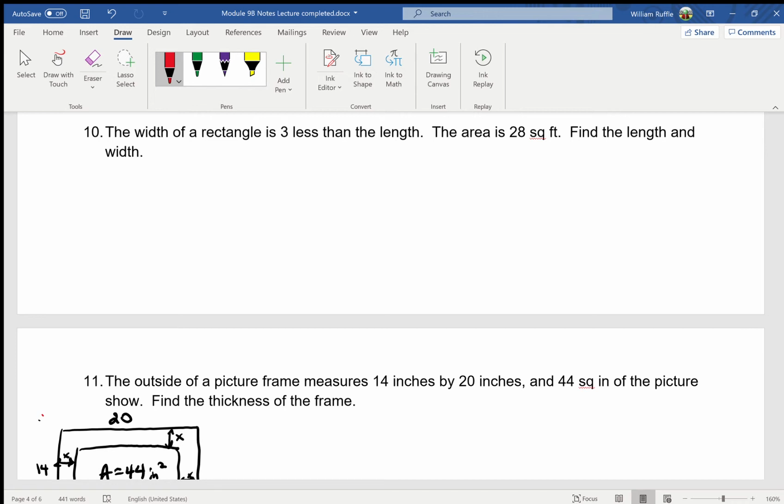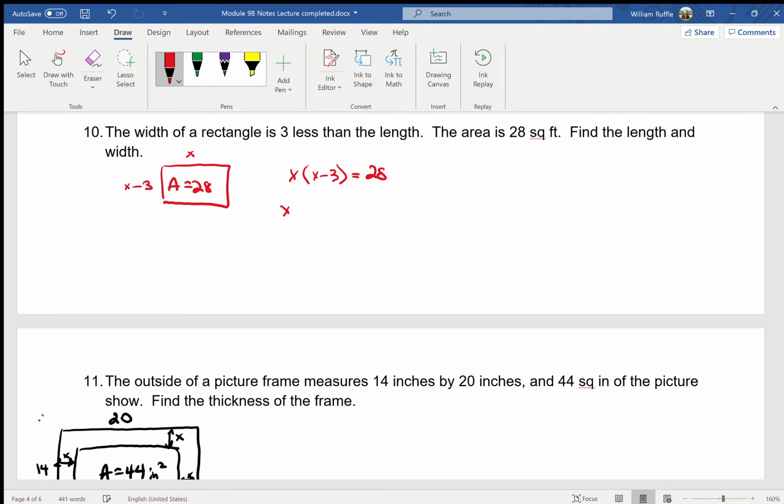So now the next one here is, I have a rectangle. So I'm just going to draw a little rectangle here. And it says the width is 3 less than the length. So I'm going to make the length x and the width 3 less than it. That tells me the area is 28. So remember, length times width is equal to the area.